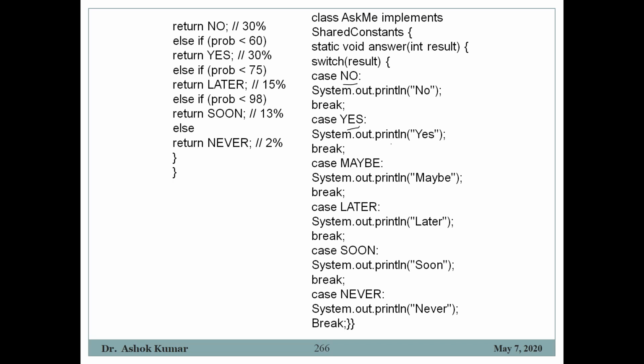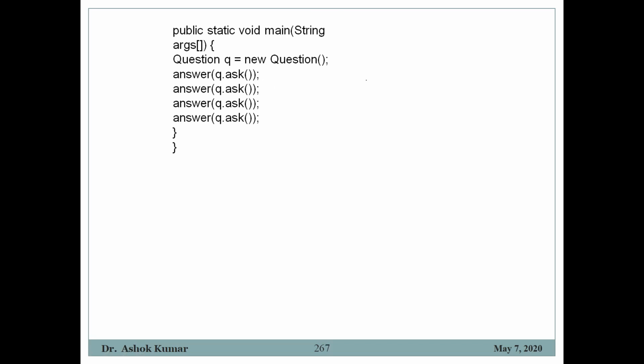In this part we have another class named AskMe, and it's implementing the SharedConstants interface. In it we have a method, static void answer, and when it is called it will do something. Again, we will discuss later what it is doing.